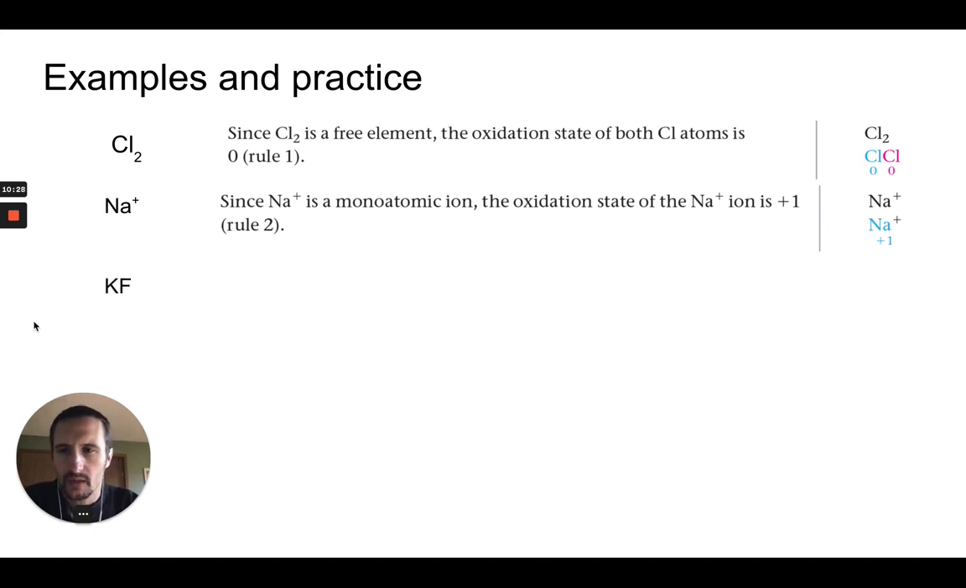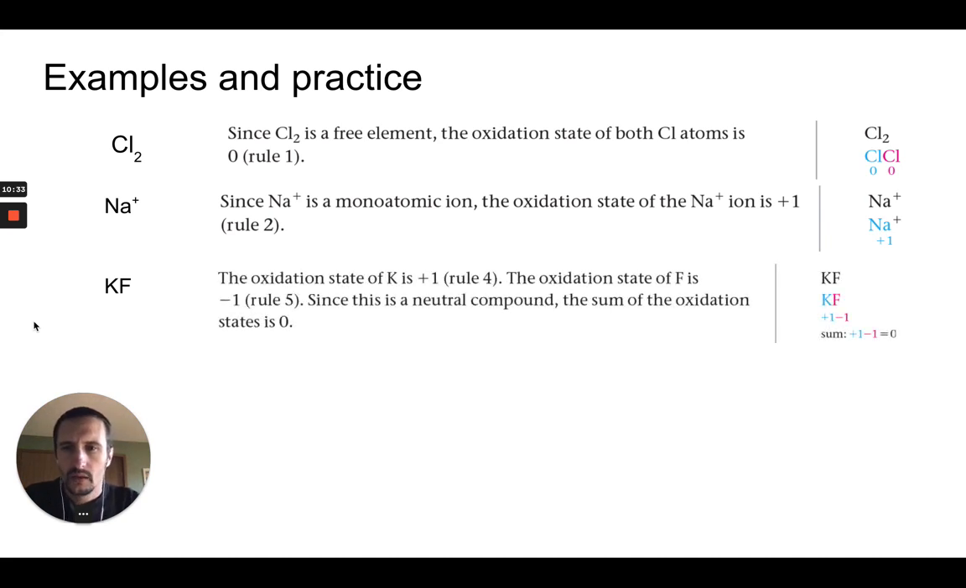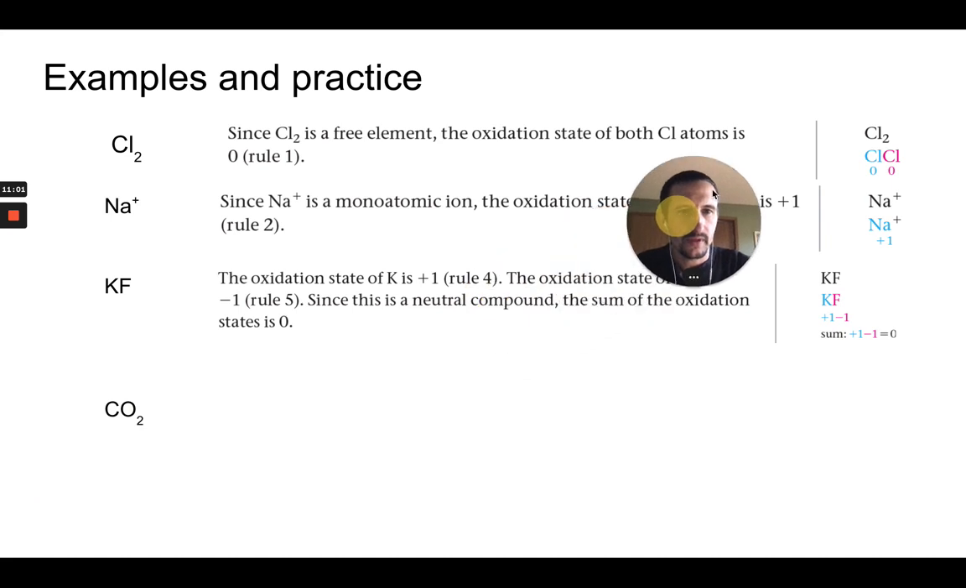We have this compound KF. Since the oxidation state of potassium, that's an alkali metal, is +1, that's automatic. The oxidation state of fluorine, that was one of the nonmetals listed in that table, is -1. Also, since it's a neutral compound, the sum of the oxidation states adds up to 0. So the oxidation state of the potassium is +1 and the fluorine is -1.